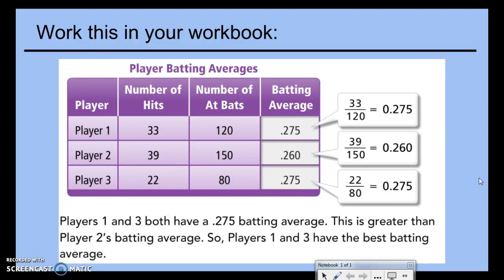Alright, so 33 out of 120 would be written as 33 over 120, which is also written as 0 and 275 thousandths. Okay? Player 2, 260 thousandths, and 275 thousandths was for player 3.